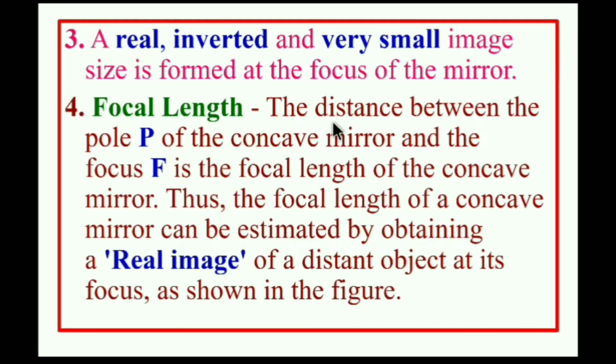Focal length: the distance between the pole P of the concave mirror and the focus F is the focal length of the concave mirror. Thus, the focal length of a concave mirror can be estimated by obtaining a real image of a distant object at its focus. This will be shown in the following figure.